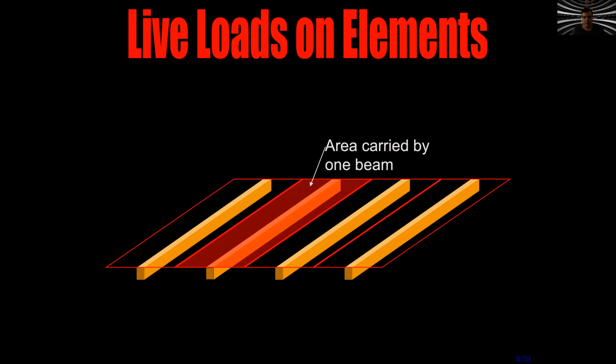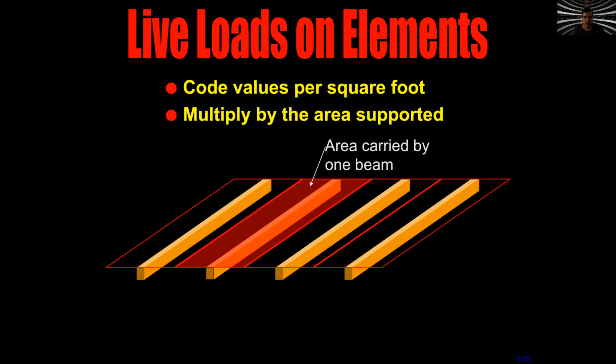We'll have an area that is carried by one beam or one column, and that area is in square feet. And we have a code value per square foot, and we will multiply by the area that it supports. For example, if this particular column is supporting some machines, in an industrial building, the weight per square foot will be very, very high in comparison with something that is residential.